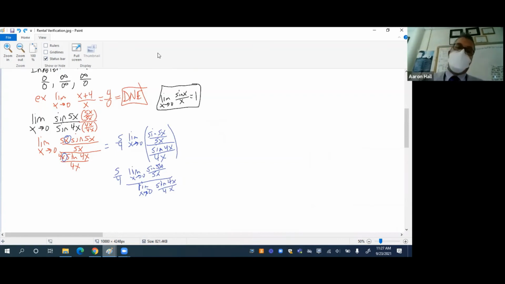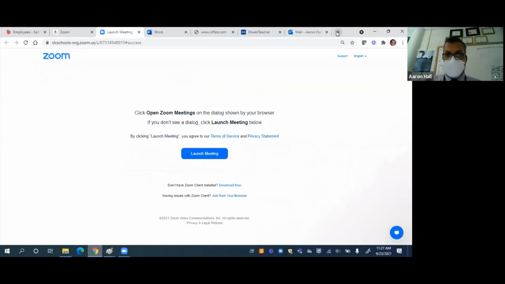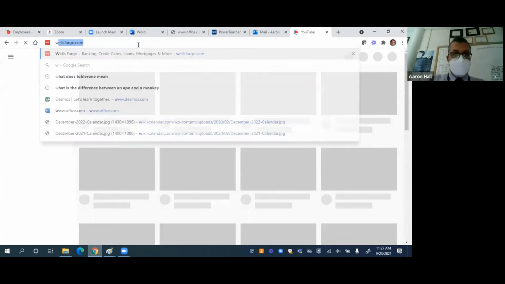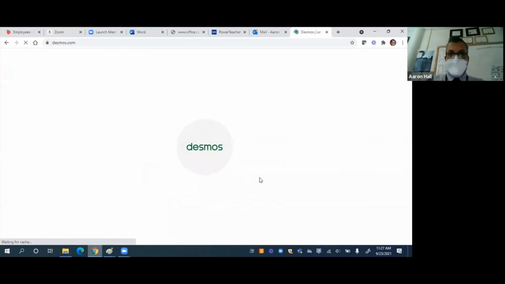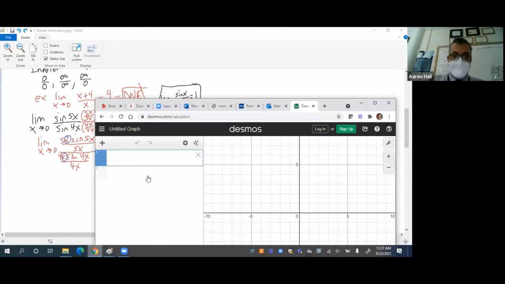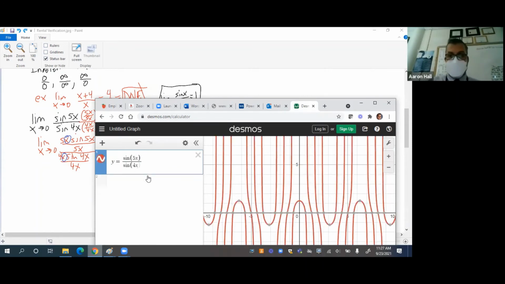Should we graph it and see if we're right? Yeah, sure. So let's graph this. I'm going to go to www.desmos.com and type in our function. Our function was y equals, in the numerator, sine of 5x, and in the denominator, sine of 4x.